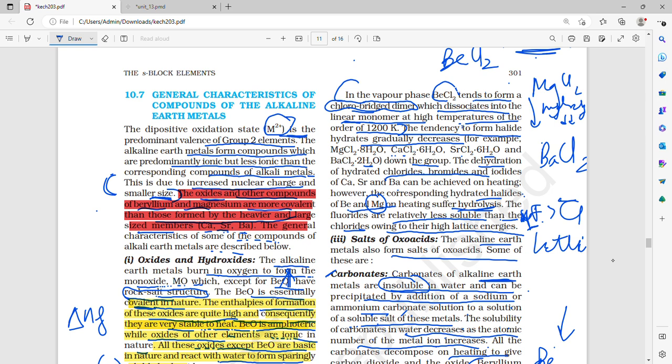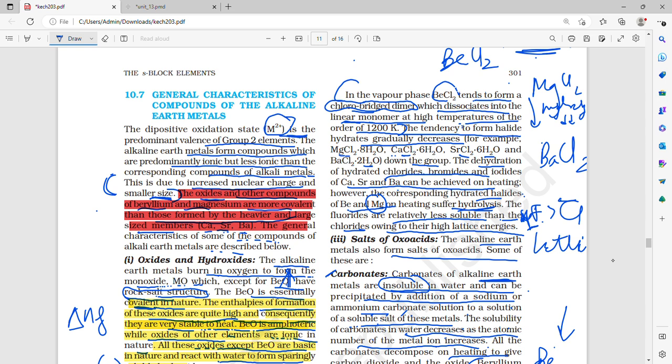The tendency to form halide hydrates gradually decreases. For example, MgCl2.6H2O, CaCl2.6H2O, SrCl2.6H2O, and BaCl2.2H2O down the group. So gradually the tendency to form halide hydrates decreases as we go down the group. Dehydration of hydrated chloride, bromide, and iodide of calcium, strontium, and barium can be achieved on heating. However, for beryllium and magnesium, on heating, they suffer hydrolysis.